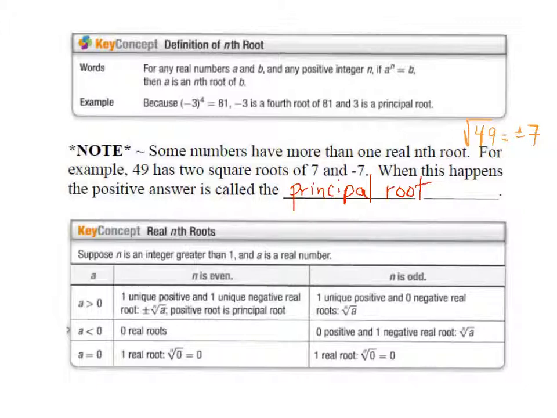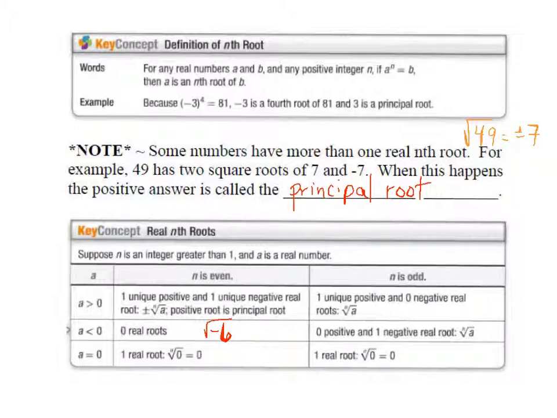Now, if a is less than 0 and n is even, then you have 0 real roots. That means if you have something like the square root of negative 6, we know that doesn't have a real root. It has an imaginary root. So a would be less than 0, and your n is an even number.